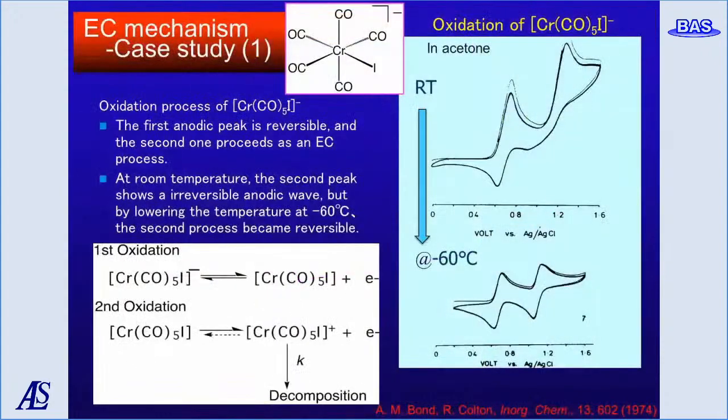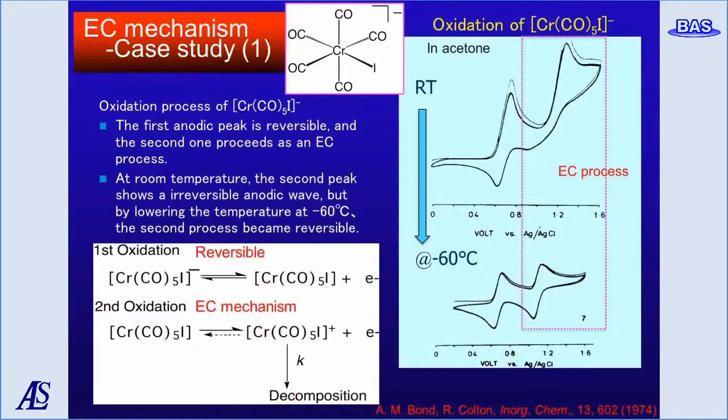Now, I show you one example of EC mechanism as a case study reported in the literature. The oxidation of iodo-pentacarbonyl chromate anions in acetonitrile. This chromate complex shows two successive one-electron oxidation waves. The first anodic peak is reversible because of the appearance of a reverse cathodic peak. But the second peak revealed no reverse cathodic peak at room temperature.